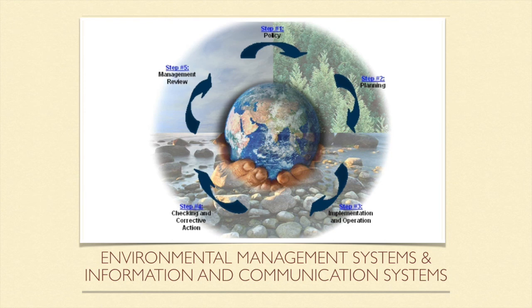Environmental management systems and information and communication systems. Environmental management systems begin with the development of sound environmental policy, followed by planning, corrective action, management review, and implementation and operation.